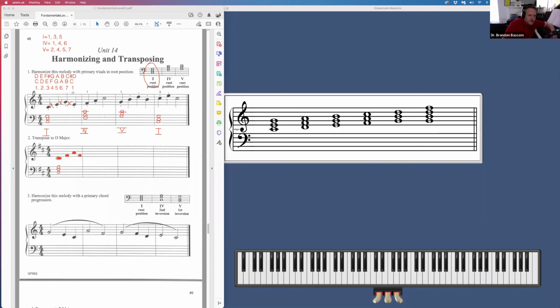F, A, C is going to become G, B, D. And notice those are also skips. So go ahead and do that transposition there.